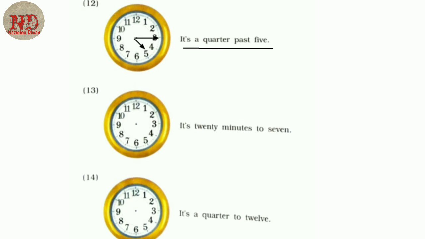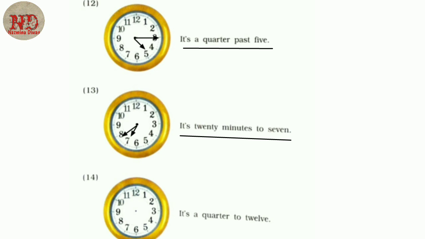Now let's move to the next clock. What time is it? It's 20 minutes to 7. So students, you have to draw a short hand between 6 and 7 and a long hand on 8. Okay students, it is also called 6:40.